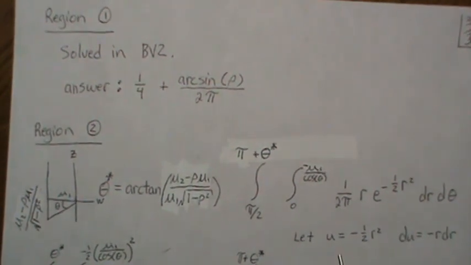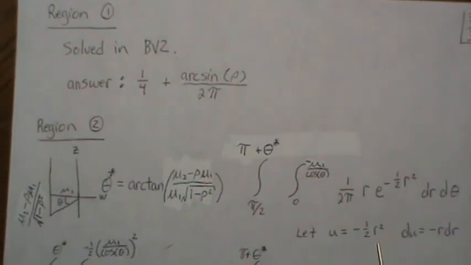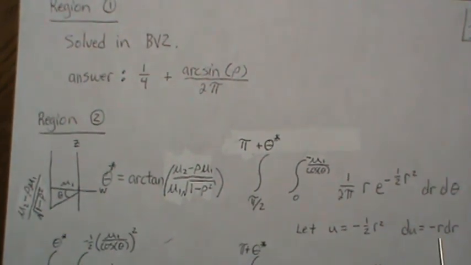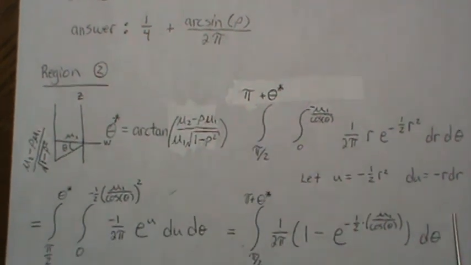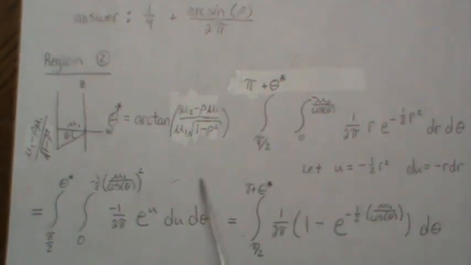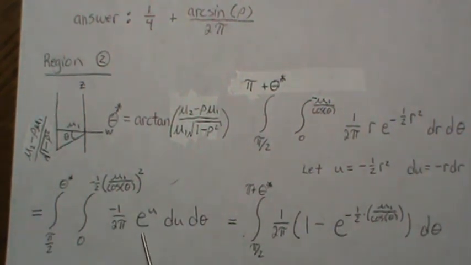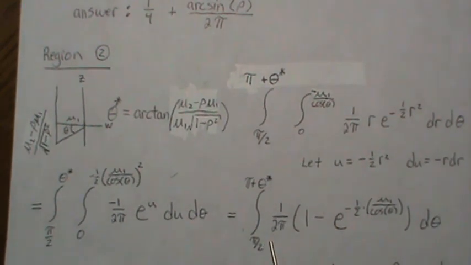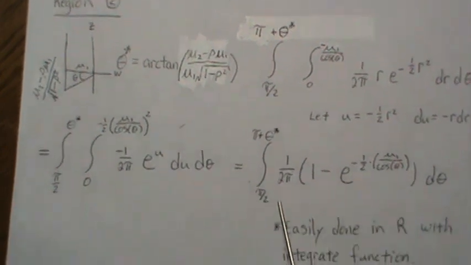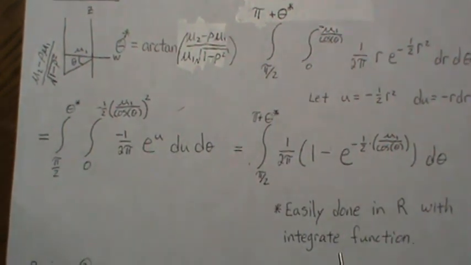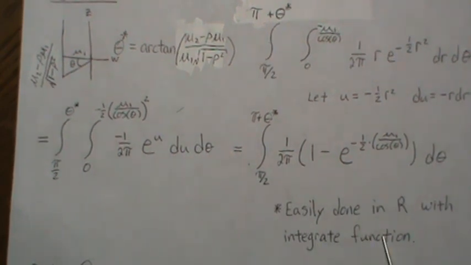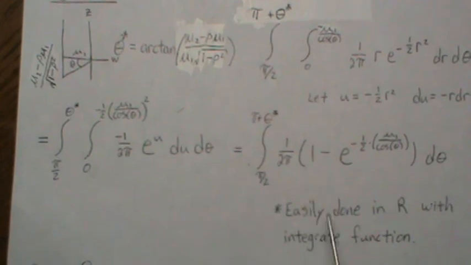Well, let's let u be this piece here, minus 1/2 r squared. Then du is minus r dr. Then this becomes this piece here, and a constant comes out front. The antiderivative of e to the u is just e to the u, and then we plug in our constants, and we get this piece right here. Now this piece is an integral in terms of one variable, which is very easily done in base R with the integrate function. And I will put the function that I use to calculate this in the comments.